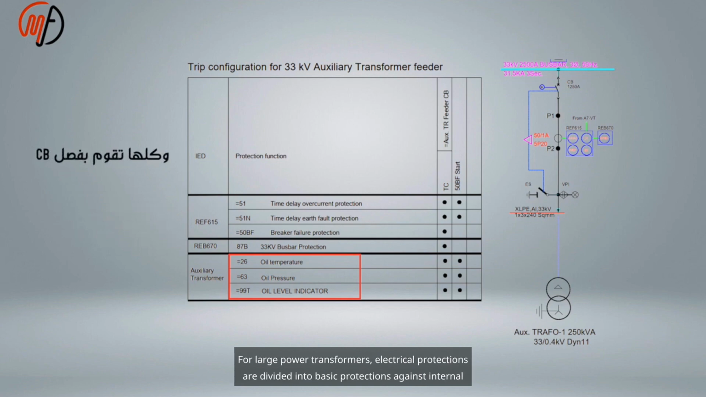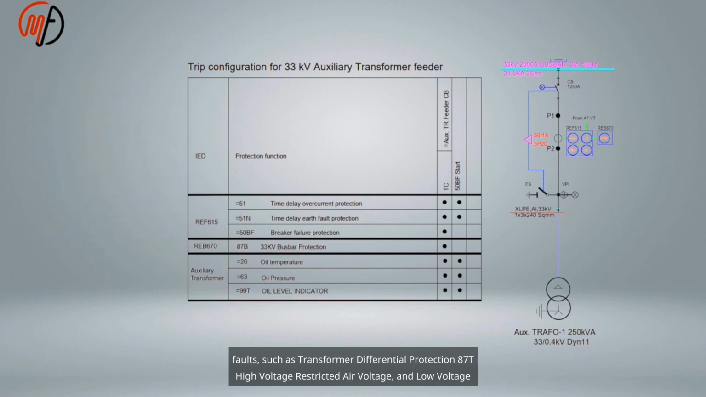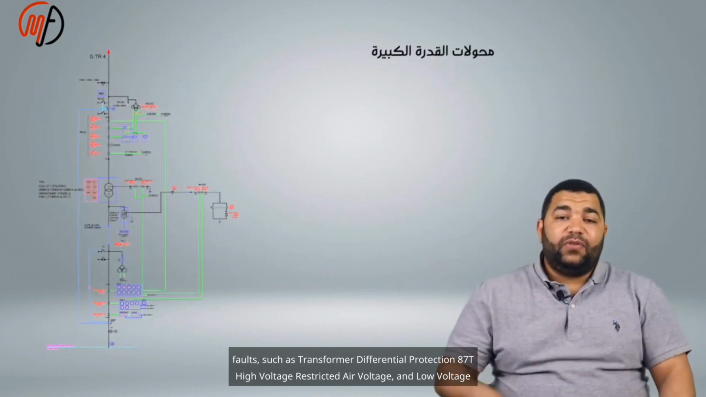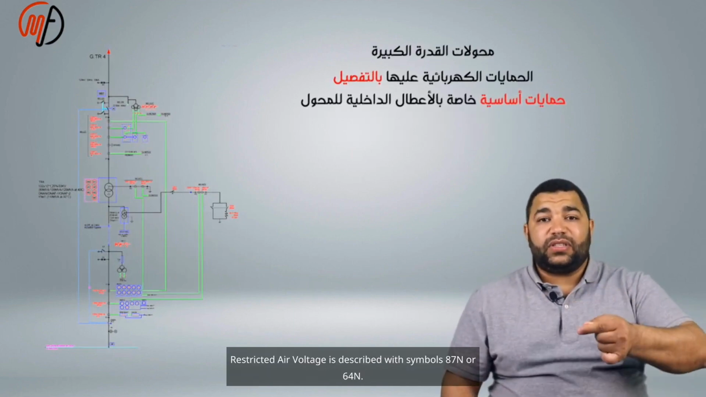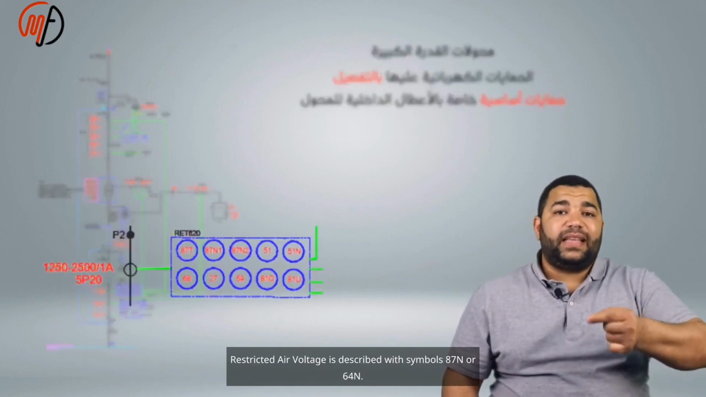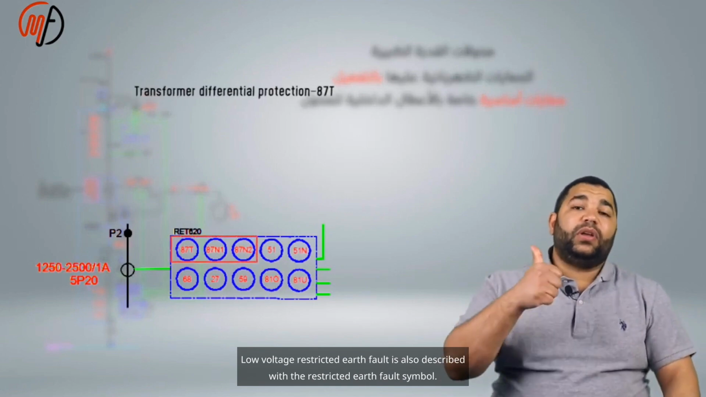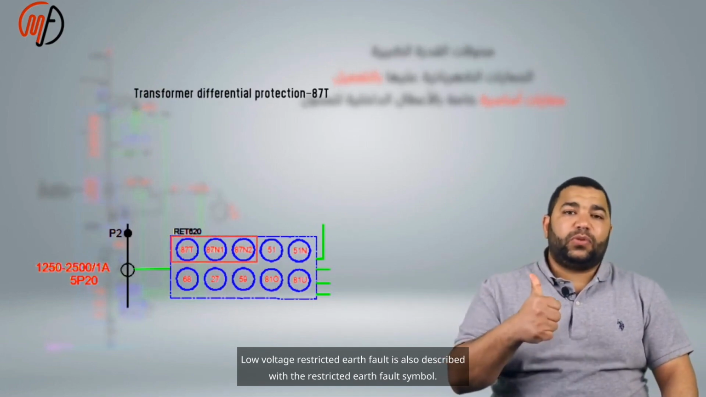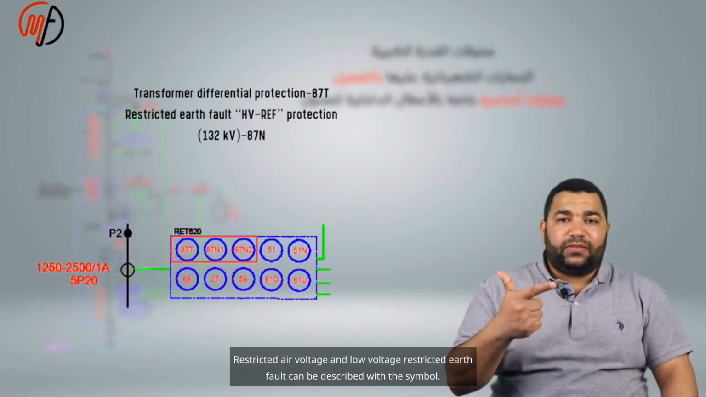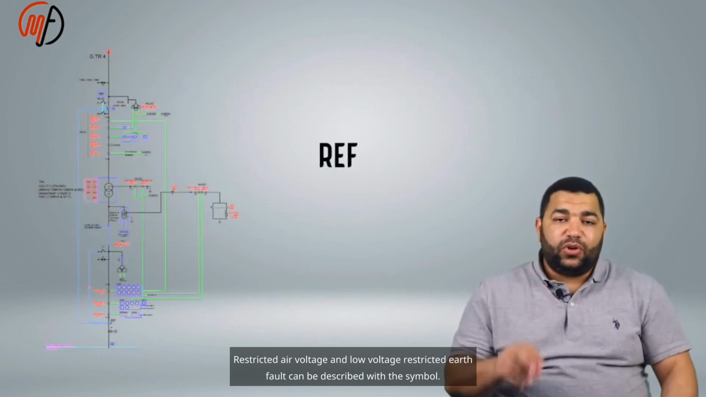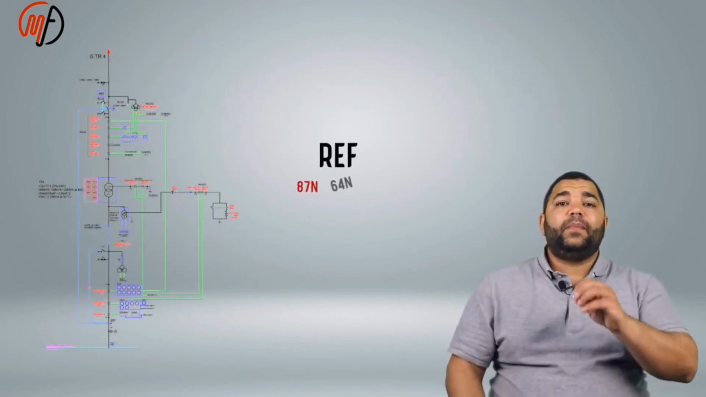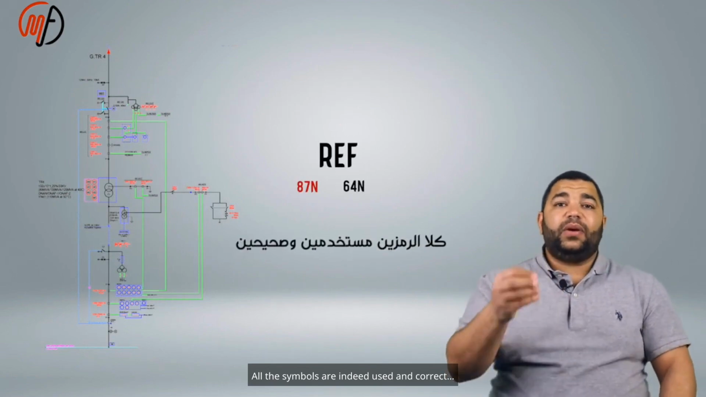For large power transformers, electrical protections are divided into basic protections against internal faults, such as transformer differential protection 87T, high voltage restricted earth fault, and low voltage restricted earth fault. Restricted earth fault is described with the symbols 87N or 64N. Low voltage restricted earth fault is also described with the restricted earth fault symbol. All the symbols are indeed used and correct.